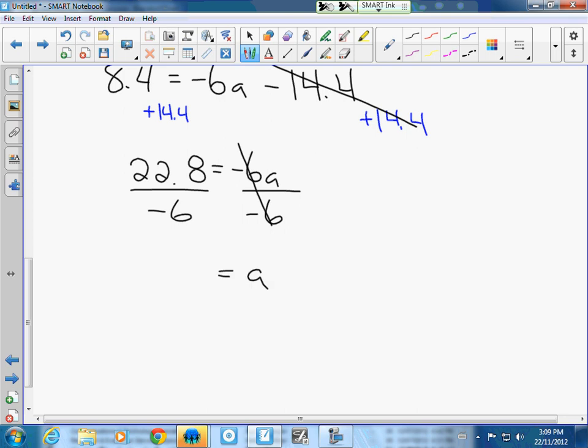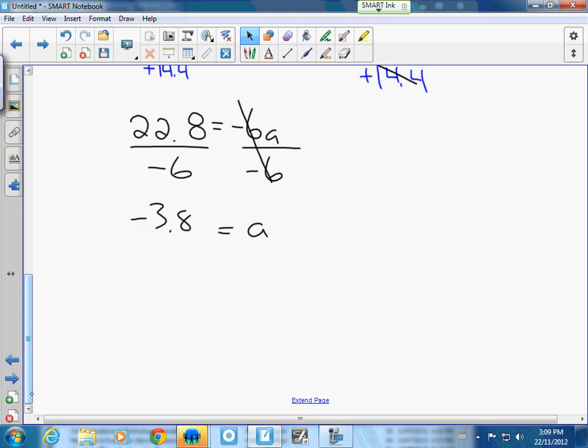So A equals negative 3.8. If I typed it on my calculator, negative 6 divided by negative 6 is 1. So then where does it go? What's in front of this A? What did you just tell me is in front of that A? A 1. Do we need to write it in? No. Right? You don't need to. Could you write it in? Is it wrong? No. Either way.